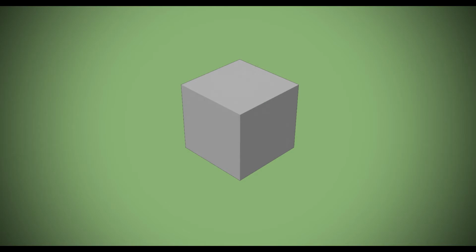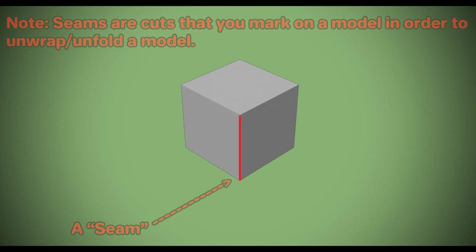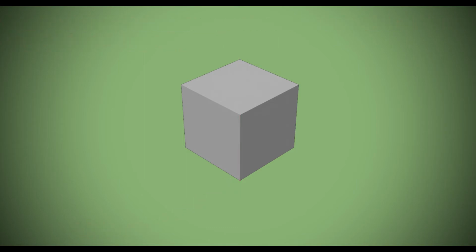To make a UV map, we have to look at our 3D model and find appropriate places to mark our seams. Seams are cuts that we mark onto our model in order to unwrap or unfold the geometry. Here's an example of a cube being unwrapped.